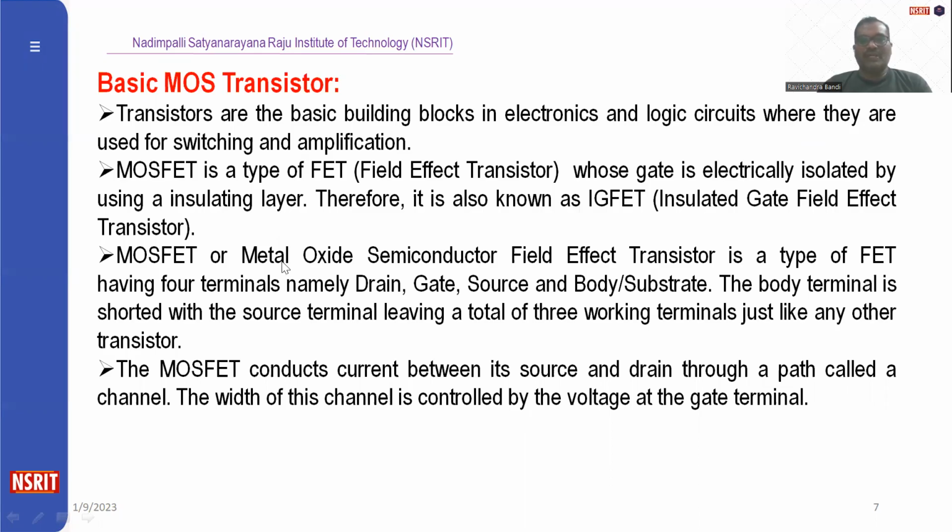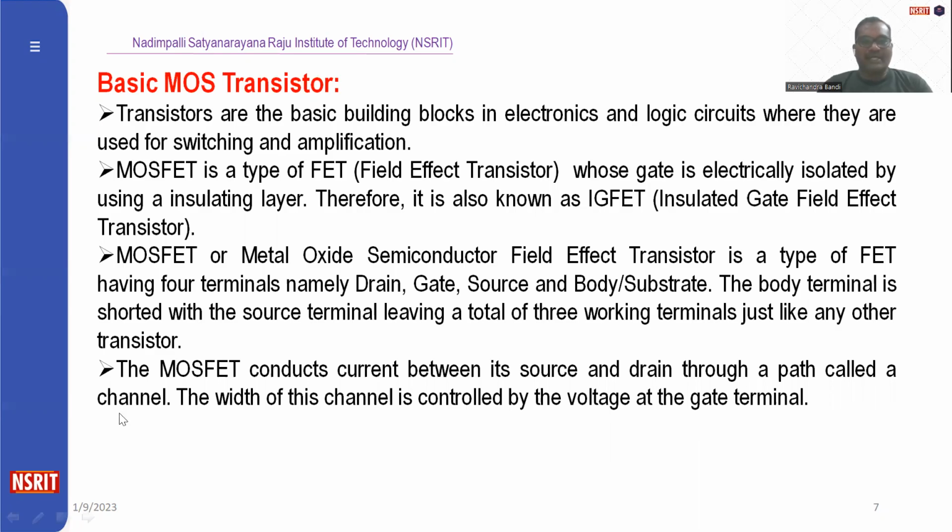MOSFET, or metal oxide semiconductor field effect transistor, is a type of FET having four terminals, namely drain, gate, source, and body or substrate. The body terminal is shorted with the source terminal, leaving a total of three working terminals just like any other transistor.